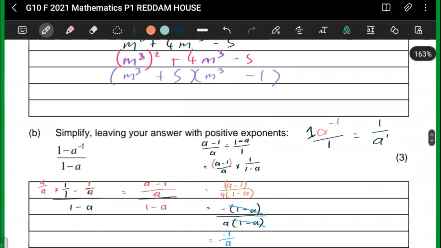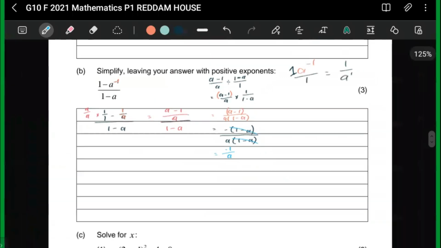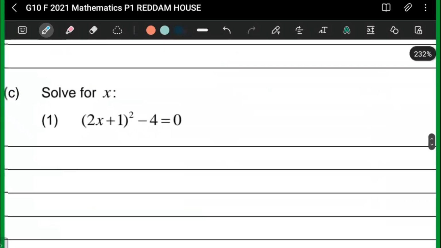Now, this is just a 3-mark question, but the logic is just don't rush. You see, just don't rush. Let's move on. C says, let me solve for x again.